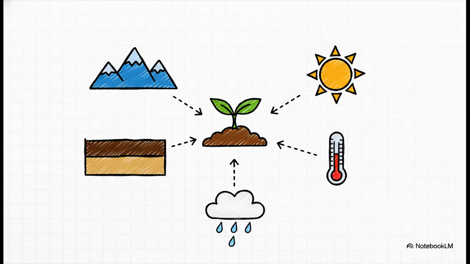It could be the ground itself. Is it sand or is it soil? Maybe it's access to water. Or it could be bigger forces, like elevation, temperature, sunlight. These are what scientists call controlling factors, and they are the absolute key to our puzzle.